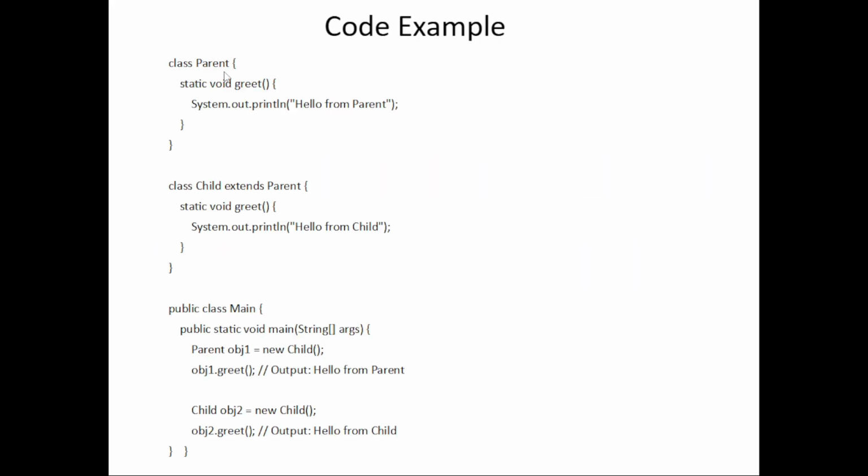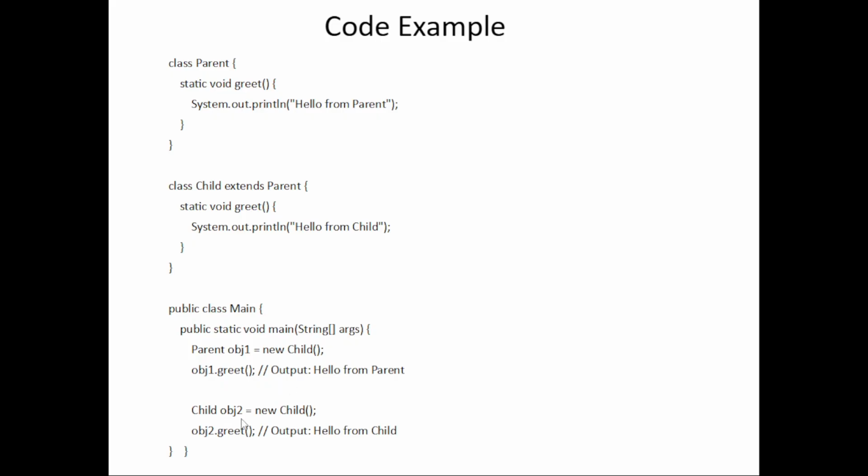So we define a class Parent with a static method greet, and a child class extends this parent class, and here we define another static method greet with the same signature, and this hides the method from the parent class rather than overriding it. In the main method, we create a reference type of Parent but object type of Child. And when we call object.greet, then it will call the parent's greet method instead of the child's greet.